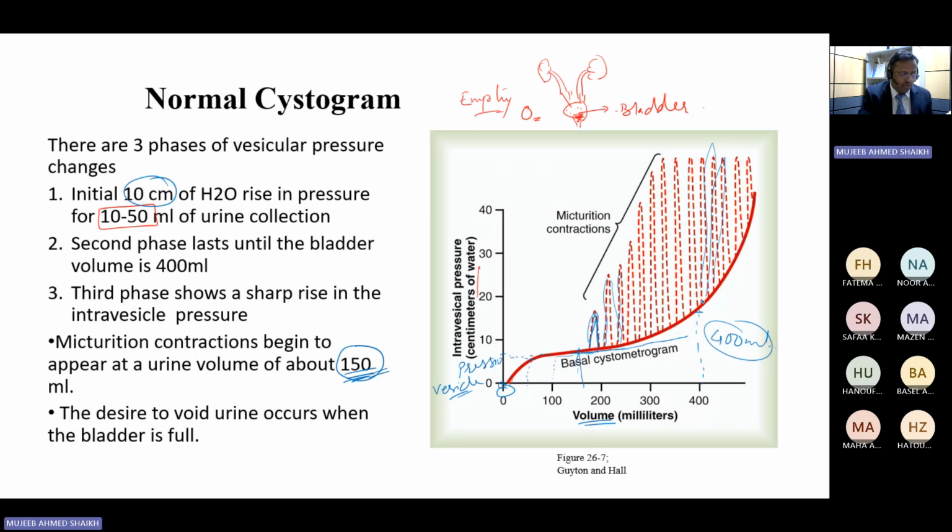Still, if at that time also you hold the urine, then you will start to feel uncomfortable. The person will become uncomfortable after 400 ml. And if he is still holding the urine, the pressure will be tremendously rising and he will start to feel pain in the bladder. Got it?